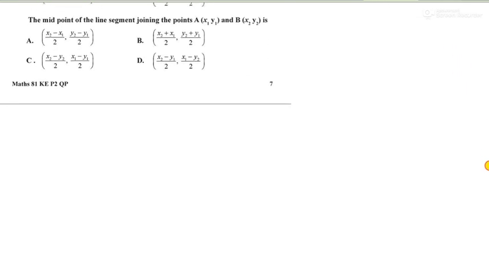Next, moving to question number 19. The midpoint of the line segment joining the points x1 y1 and x2 y2 are dash. Midpoint they have asked. It means what?